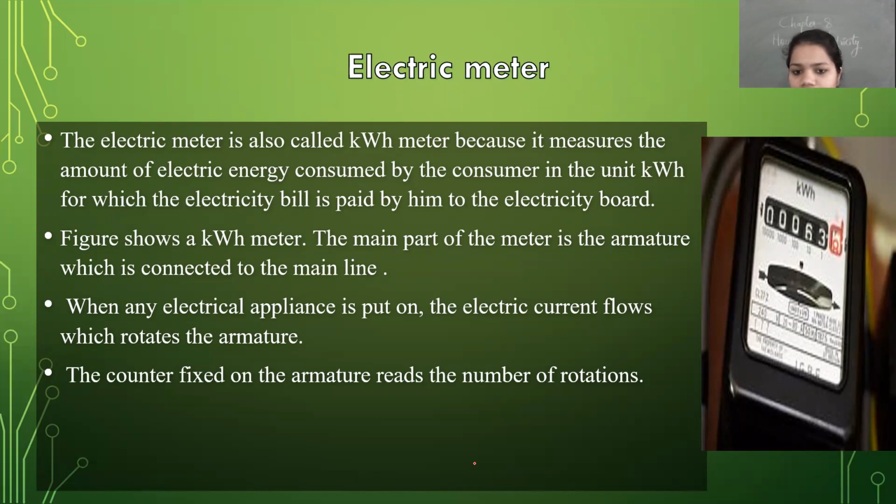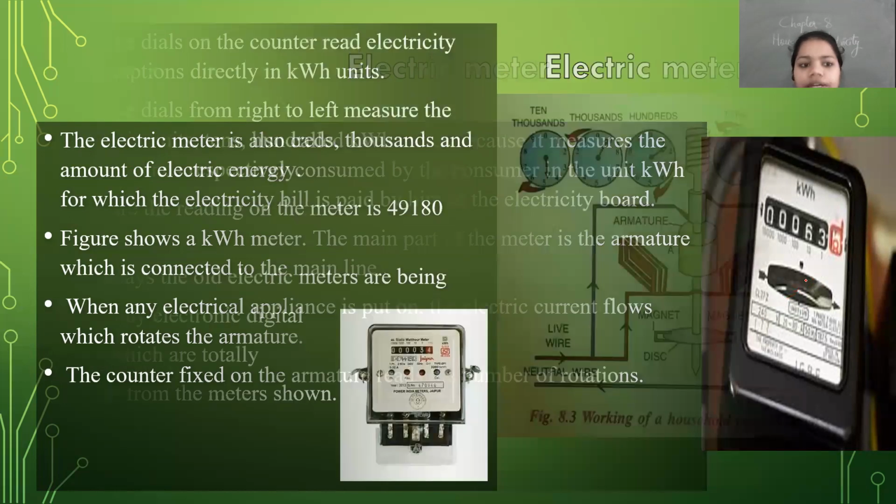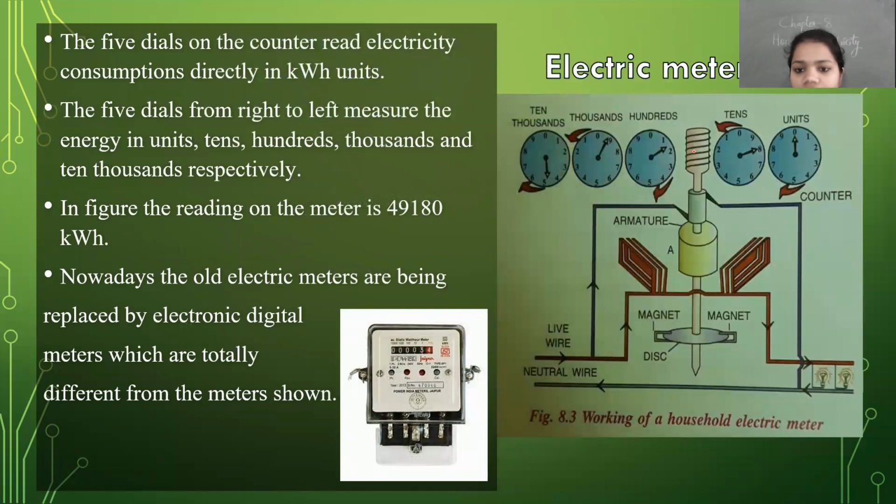Here in the figure, you can see there is a meter, and the main part of this meter is an armature, which is connected to the main line. Whenever an electric appliance is working, the current will flow through the meter and rotate this armature. The armature is connected to 5 dials, and these 5 dials from right to left measure your energy in units, tens, hundreds, thousands, 10,000 respectively.